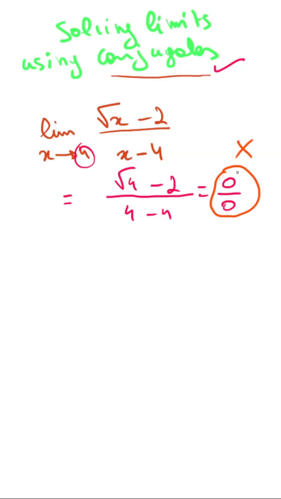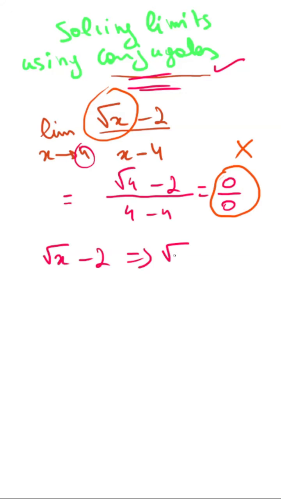So whenever we reach such a case, we have to think differently. And this time, because we have a square root, we have to think of conjugates, okay? So what is the conjugate of square root of x minus 2? The conjugate of square root of x minus 2 is square root of x plus 2. So it's the opposite. So now let's create the conjugate.